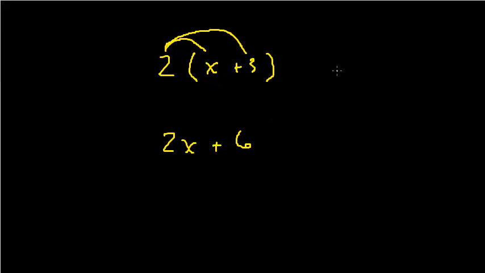Another example of this, negative open parentheses 3 minus x. Again, now it's just a negative sign outside. We can treat this as a negative 1 being distributed to what's inside the parentheses. Negative 1 times 3 is a negative 3, and negative 1 times a negative x is a positive x.